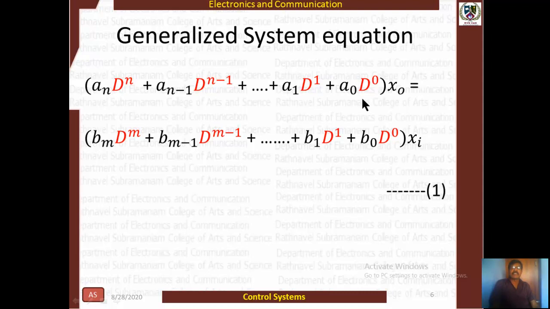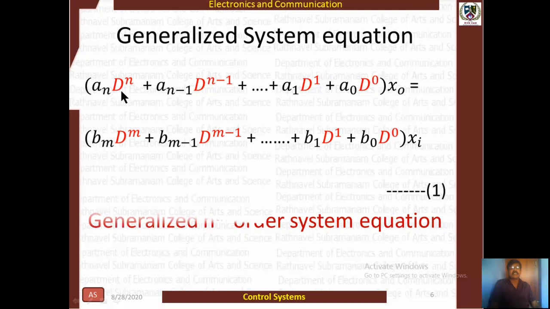Generalized system equation which relates the output quantity and the input quantity. So this is the generalized system equation. The order of this system equation is n. It's an nth order instrument. It is an nth order system equation.